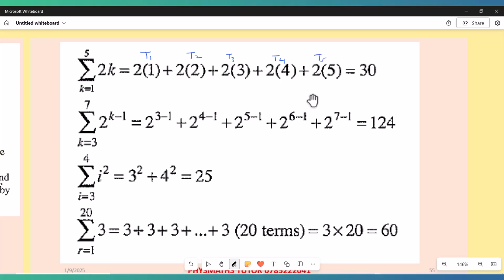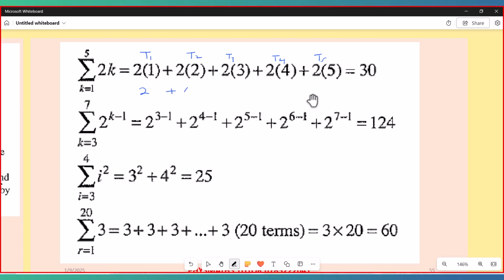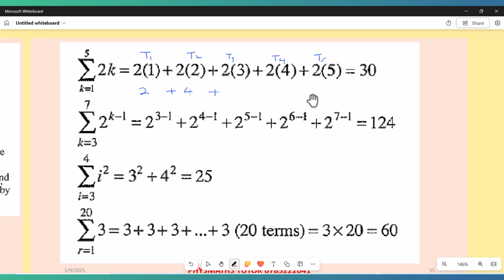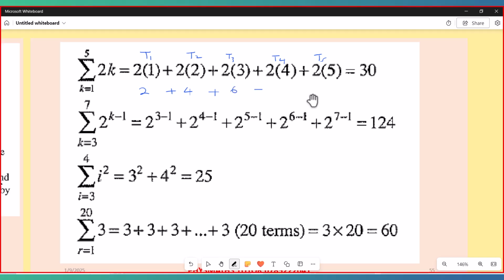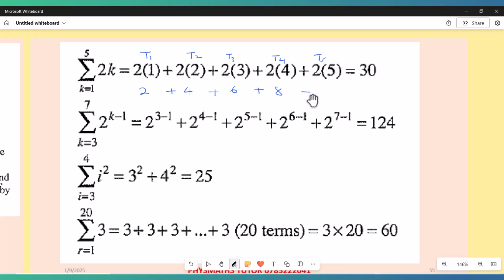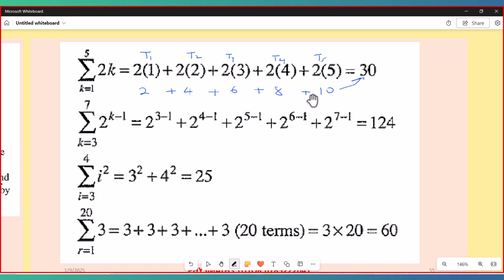So in order to get our T1, it is 2 times 1, which is 2. To get our T2, 2 times 2 is what? It is 4. Then to get our T3, we said 2 times 3 gives us what? 6. What about to get our T4? 2 times 4 gives us what? 8. What about to get our T5? 2 times 5 gives us what? 10. So when you add all these terms, you get the sum.